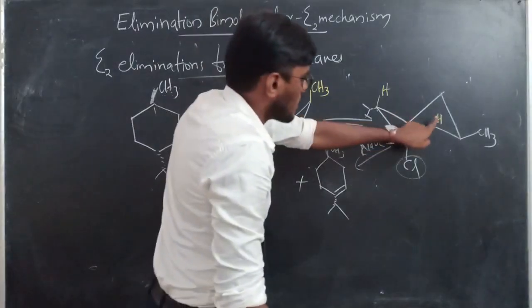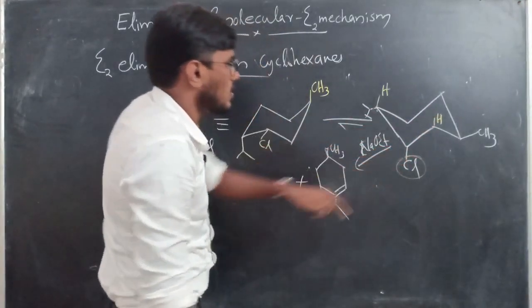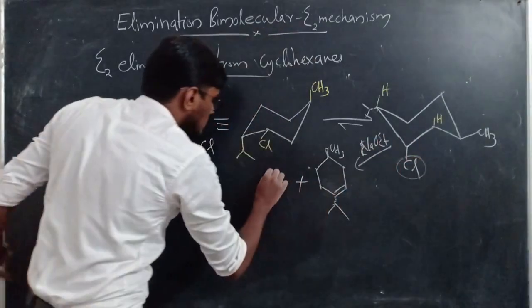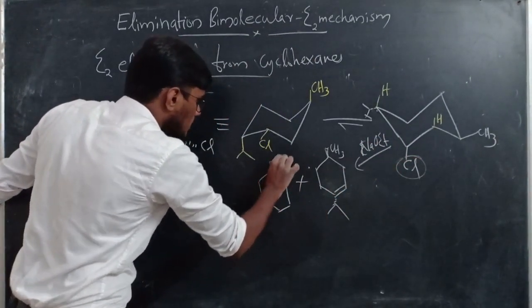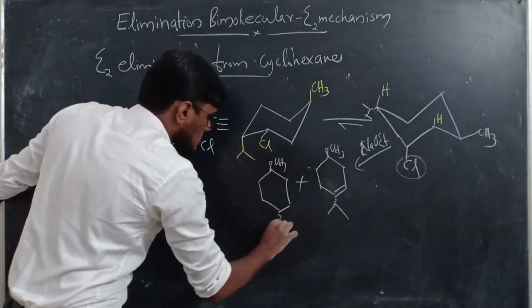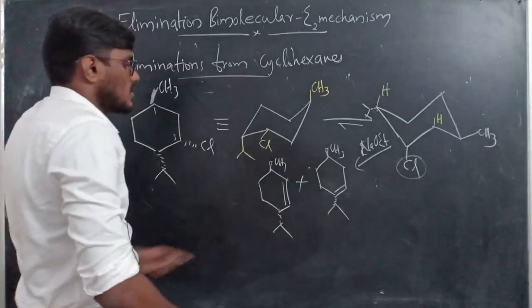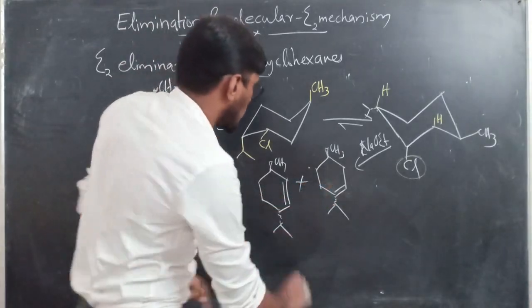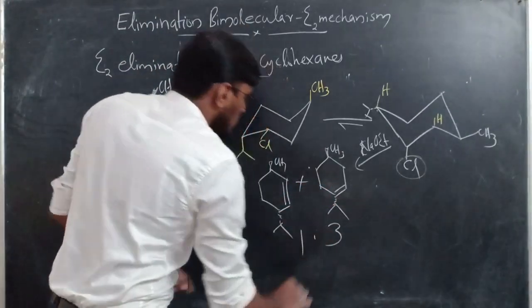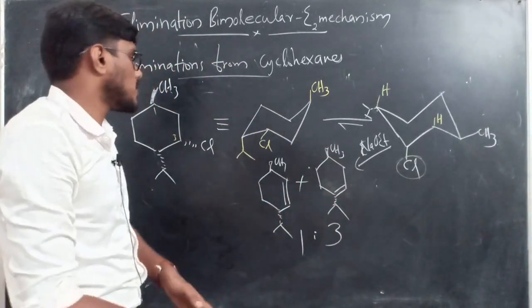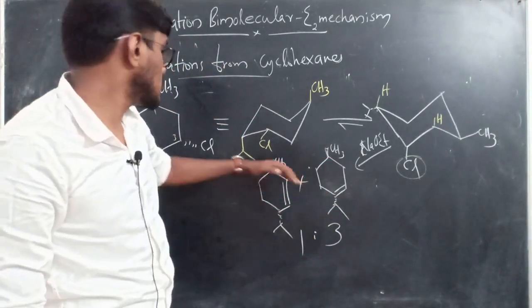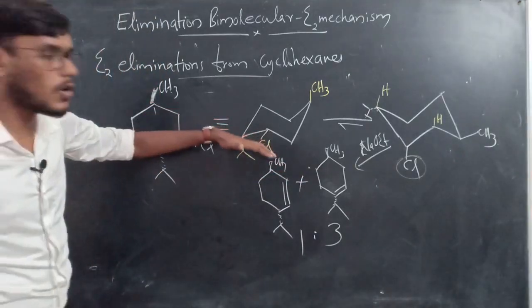Plus, if it eliminates this hydrogen and this chlorine, the double bond is here, and the product is this one, CH3, isopropyl group, double bond is here. This is the less stable one and this is the stable one. So the proportion is 3:1. This will be the explanation for neomenthyl chloride.